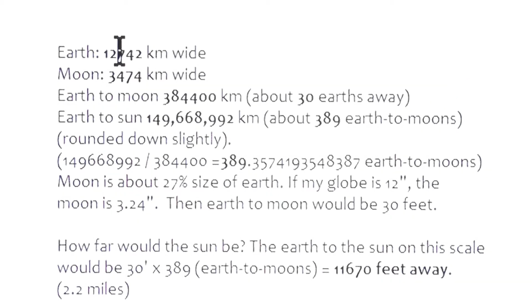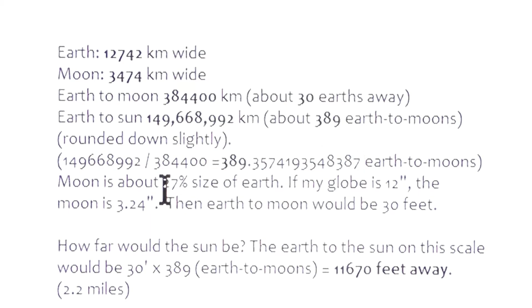The Earth is 12,742 kilometers wide. The Moon is 3,474 kilometers wide. Earth to the Moon is 384,400 kilometers, which is about 30 Earths away. Earth to the Sun is 149,668,992 kilometers away, and that's about 389 Earth-to-Moons. That's rounded down slightly. If you actually do the math, it's 389.3574, blah, blah, blah.